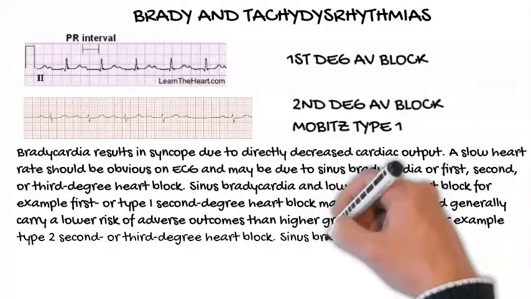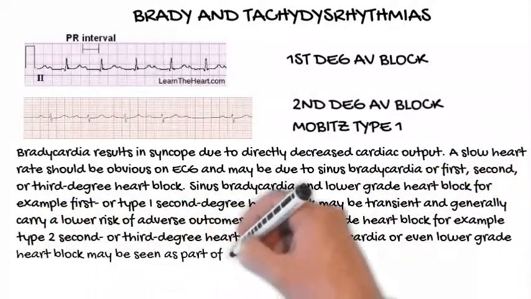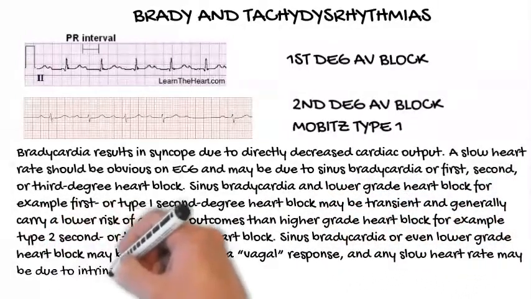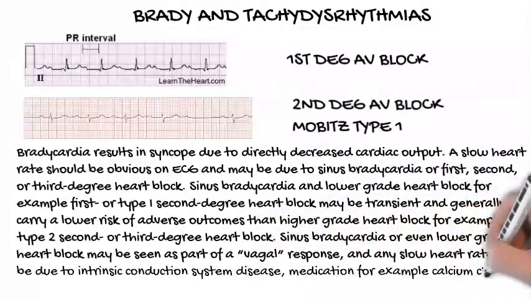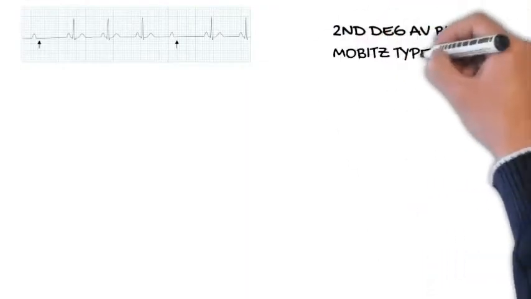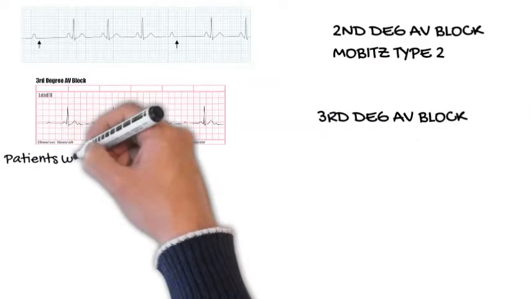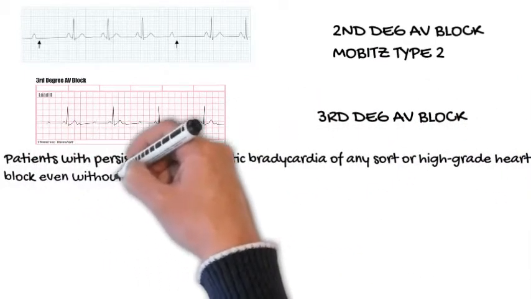or third-degree heart block. Sinus bradycardia or even lower-grade heart block may be seen as part of a vagal response, and any slow heart rate may be due to intrinsic conduction system disease, medication, for example calcium channel blockers and beta blockers, or hyperkalemia. Patients with persistent, symptomatic bradycardia of any sort or high-grade heart block even without symptoms generally require transfer to a higher level of care and may be candidates for pacemaker placement.